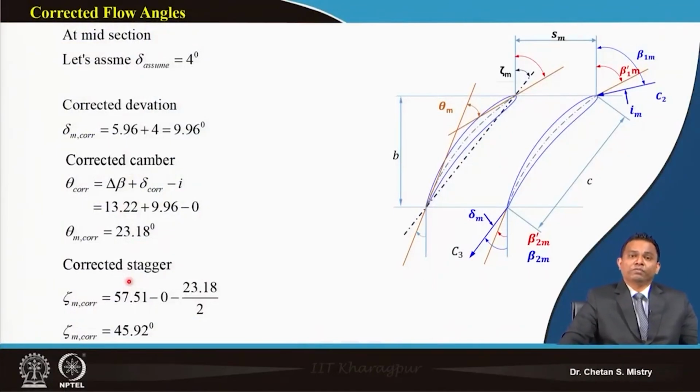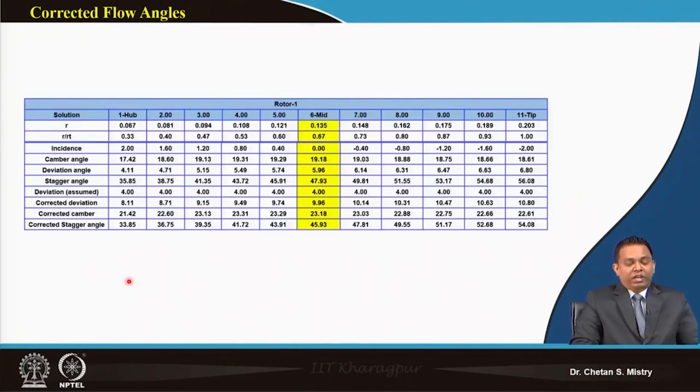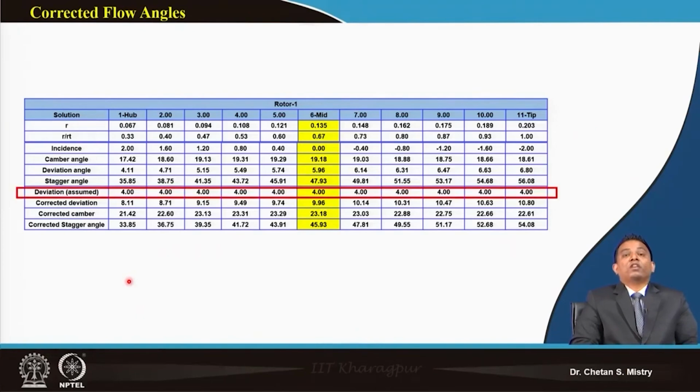Now, we have discussed for rotor 1 that we assumed our deviation angle, and again for this rotor 2 also we can assume a deviation angle of 4 degrees. If that is your case, you will have a corrected deviation angle. Based on that corrected deviation angle, we need to calculate the corrected camber angle as well as the corrected stagger angle. So, we will have all this calculation for that. And for this case also, we have assumed the deviation angle to be 4 degrees.